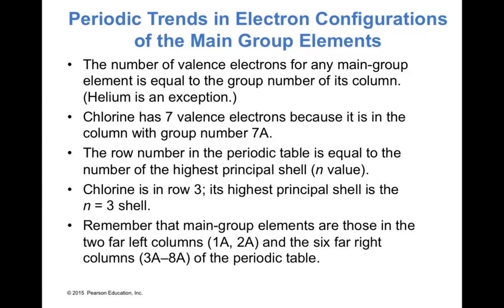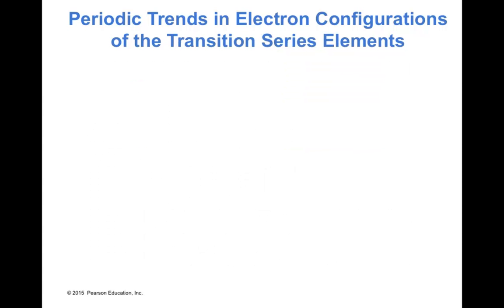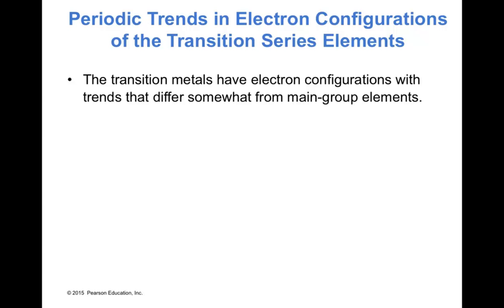Remember that main group elements are those in the far left columns, 1A and 2A, and the 6 far right columns of the periodic table, from 3A to 8A. What about the periodic trends in the electron configuration for the transition group elements? The transition metals have electron configurations with trends that differ somewhat from main group elements.